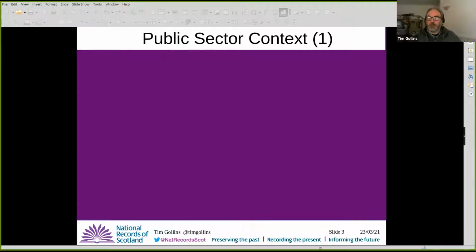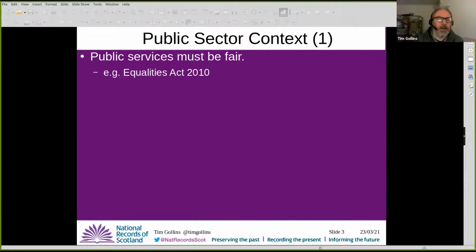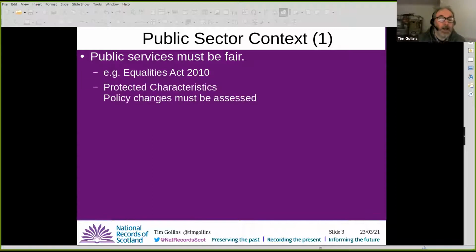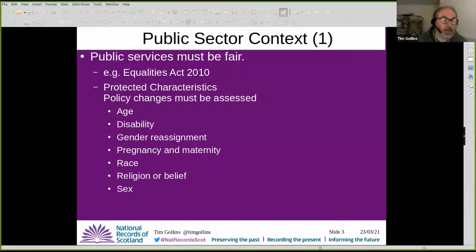So, moving swiftly, what's the public sector context? Well, in the UK, public services must be fair. And that's actually encoded in legislation. It's encoded in the Equalities Act 2010. And that act requires that policy changes must be assessed against their fairness in respect of certain protected characteristics. And these are those characteristics.